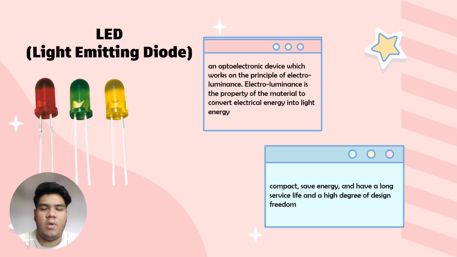Okay, as you can see, we also use an LED. It stands for light emitting diode. This is an electronic device which works on the principle of electroluminescence. Electroluminescence is the property of a material to convert electrical energy into light energy. The device is compact, saves energy, and has a low surface light and high degree of design freedom.